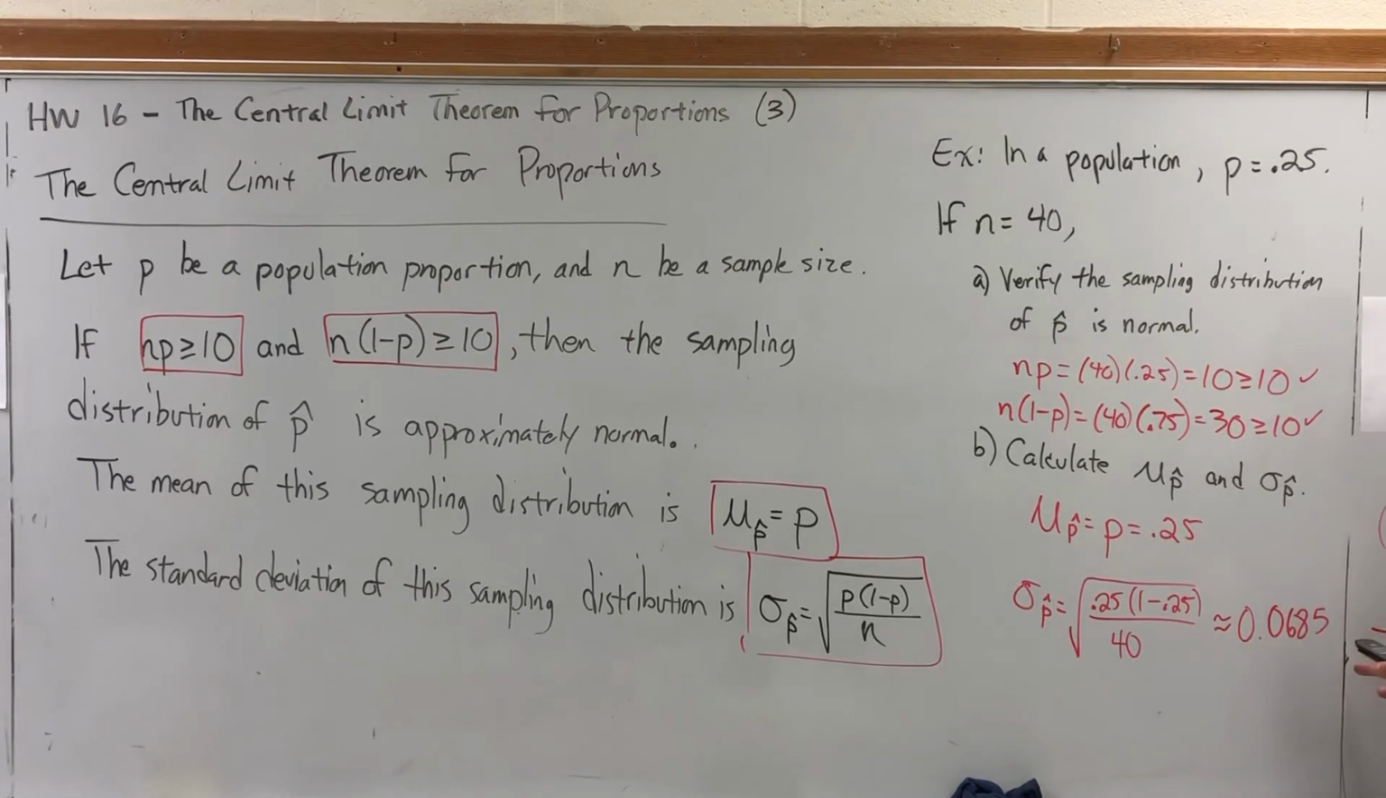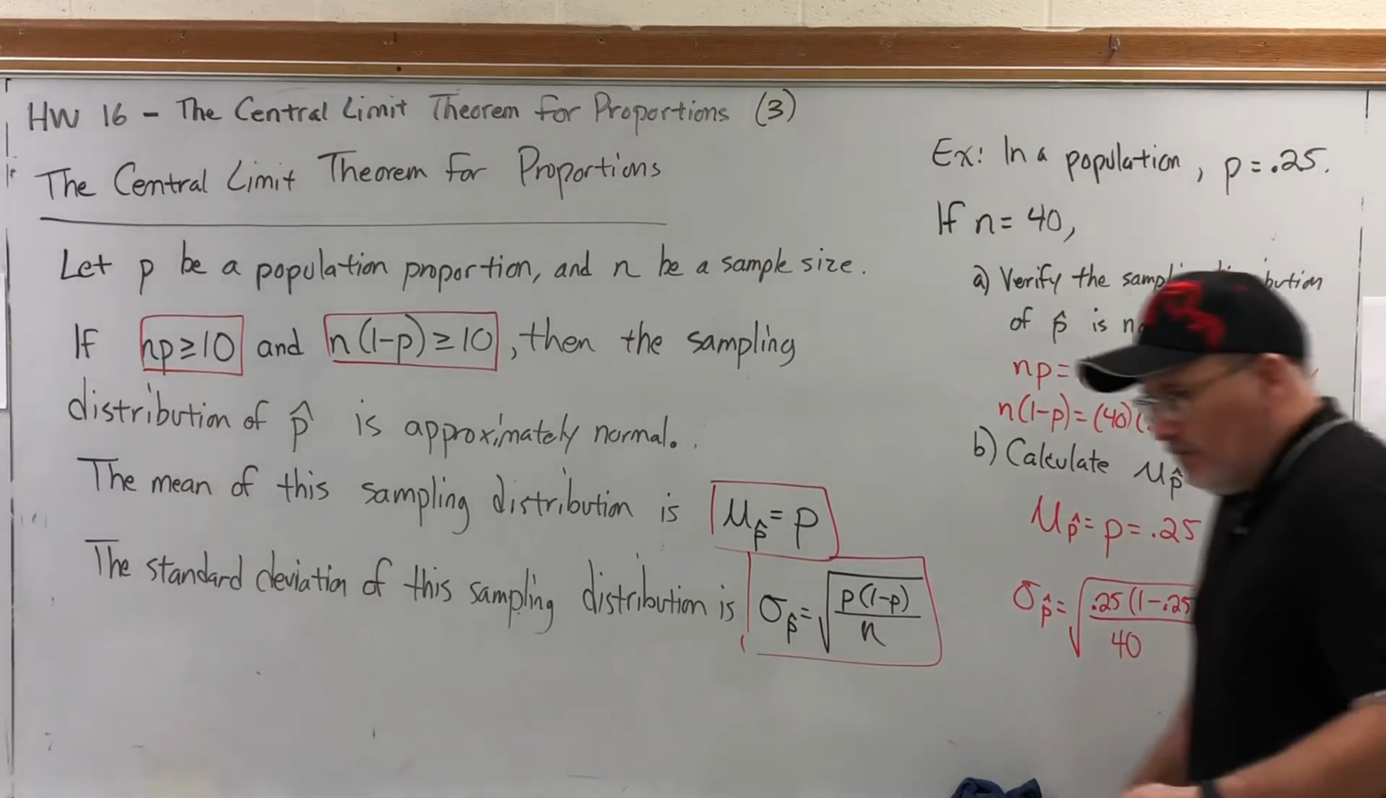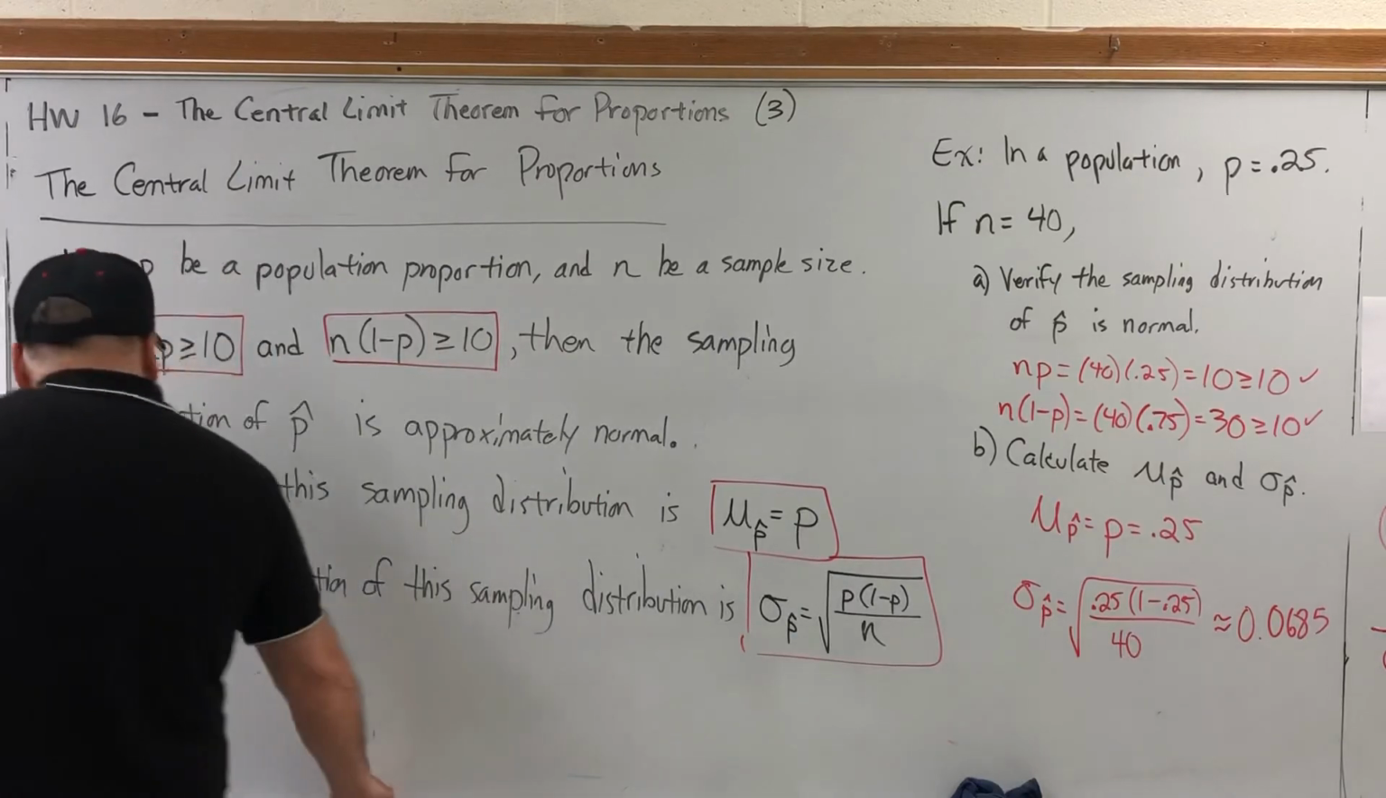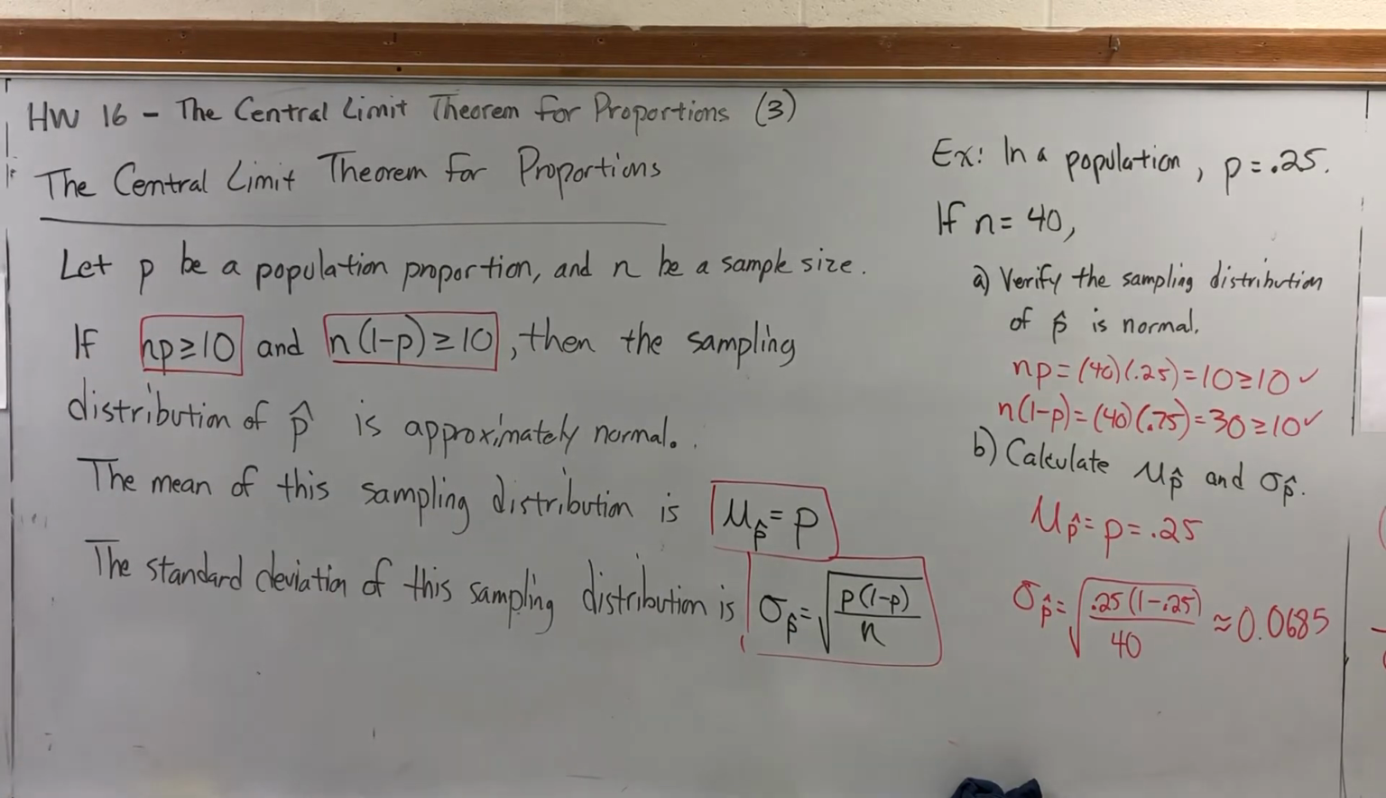This number will always be pretty small because the numerator is the product of two numbers less than 1. And then we divide that by something and then we square root it. So this will always come out to be a pretty small decimal. So how do we use this in proportion probability problems? Well, we'll take a look in the next video.